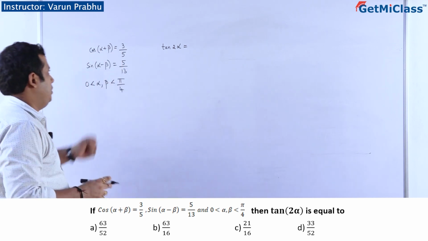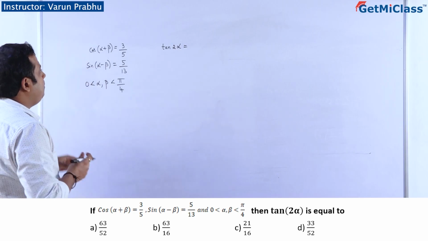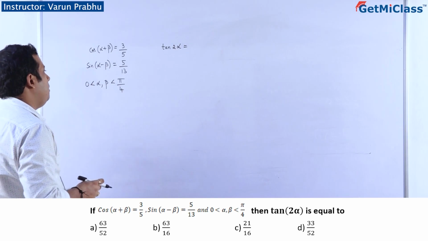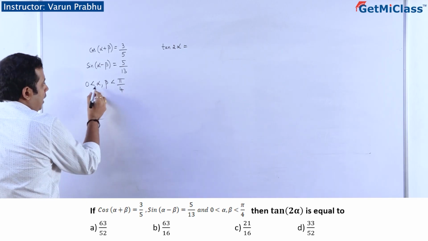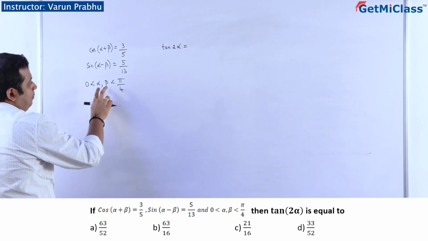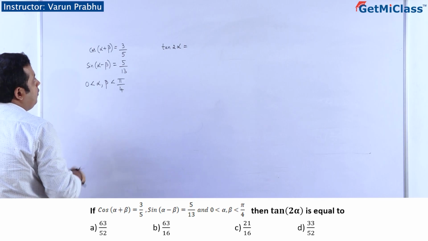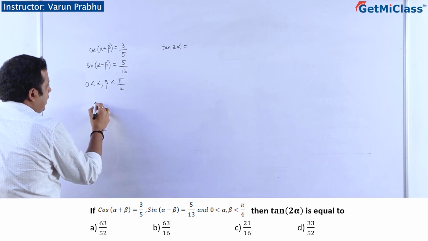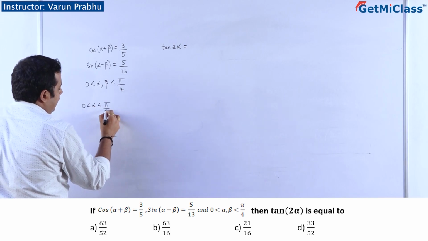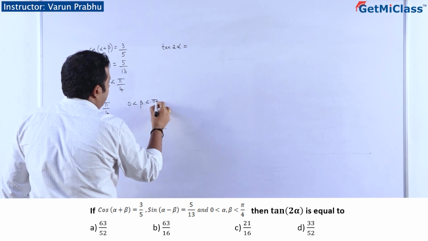If you look at this question, an important question from trigonometry, cos(alpha plus beta) is given in the problem as 3 by 5, sin(alpha minus beta) is given as 5 by 13. Now, alpha and beta both are lying between 0 to pi by 4, is told in the problem. So, alpha and beta both are lying between 0 to pi by 4, which means, see, I can write 0 less than alpha less than pi by 4, and 0 less than beta less than pi by 4, correct or not?